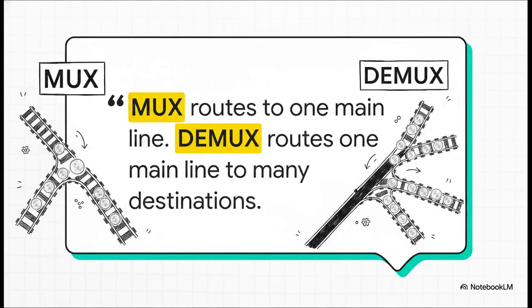Next up, Unit 4. This one covers arithmetic calculation and routing data. Whenever we talk about multiplexers and demultiplexers, just picture a railway system. A multiplexer, or MUX, is like a station taking passengers from a bunch of different lines and routing them onto one main outgoing track.